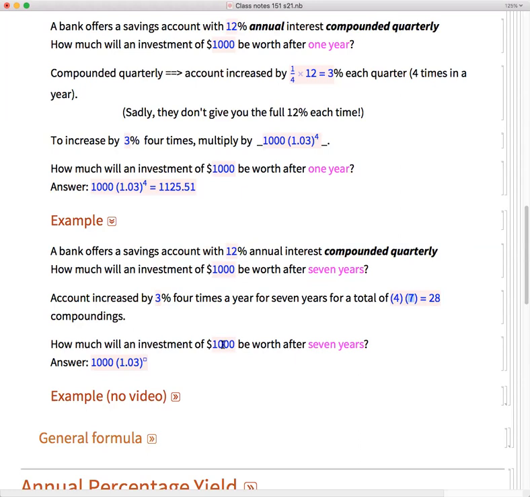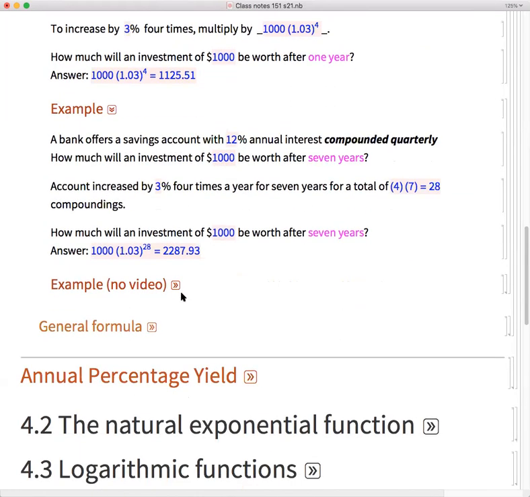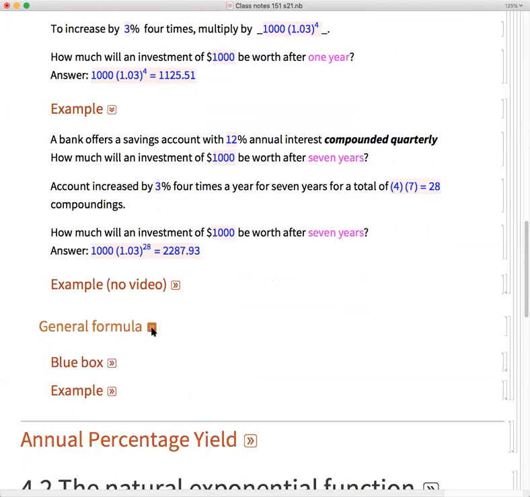So our $1,000 is going to be, over the course of these 7 years, increased by 3% 28 times, leaving us with a total of, well, roughly $2,300. Okay, one more formula, or one more example here, again, just in the PDFs.